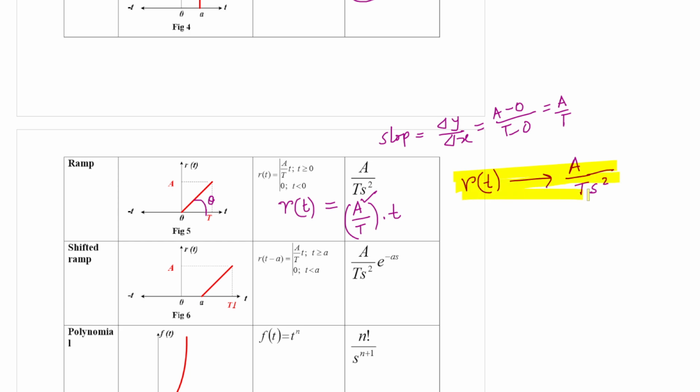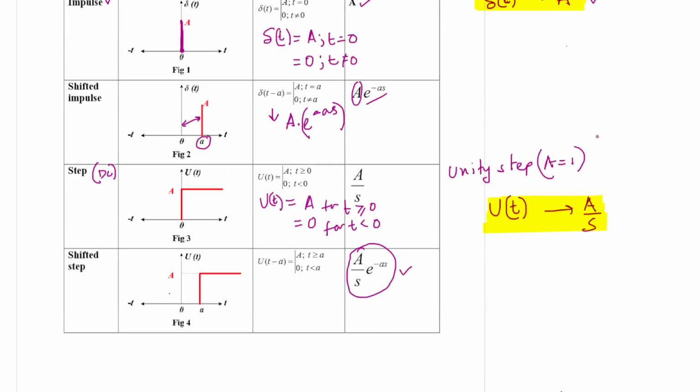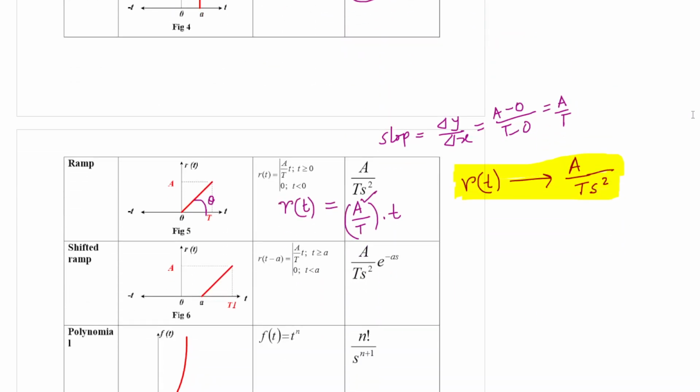Again, I am comparing three basic signals now. We have first the impulse. If we apply the Laplace transform on the impulse, it simply becomes A. Then we have the step signal. If we apply the Laplace transform, it simply becomes A by s. Now we have the ramp. If we apply the Laplace transform, it will become A by T s square. What is A by T? A by T becomes the slope of that function.